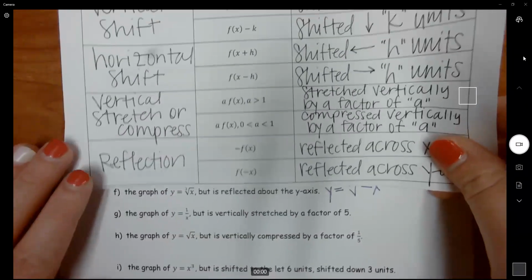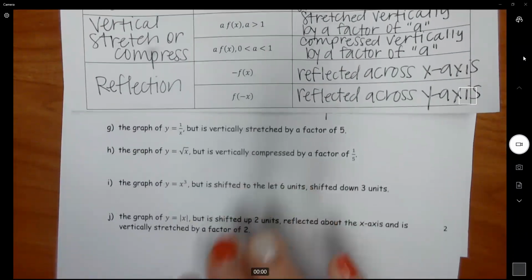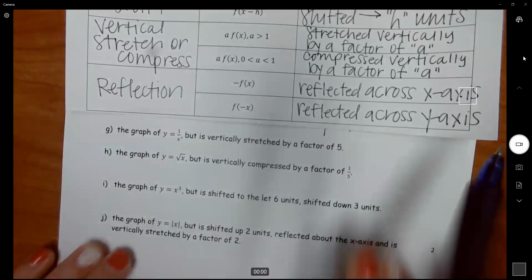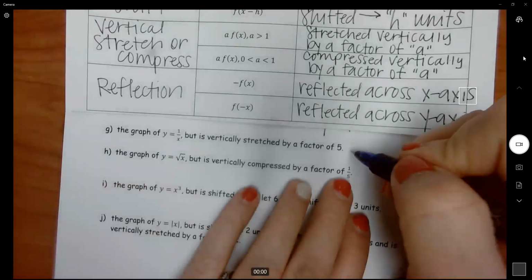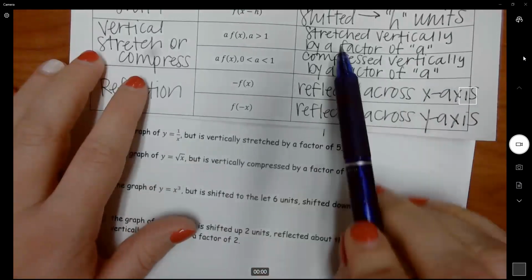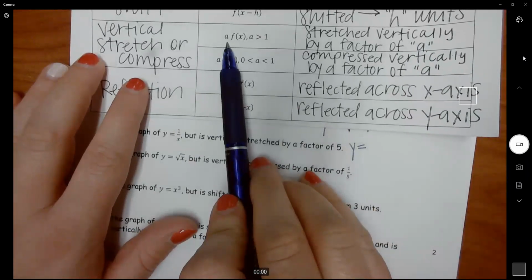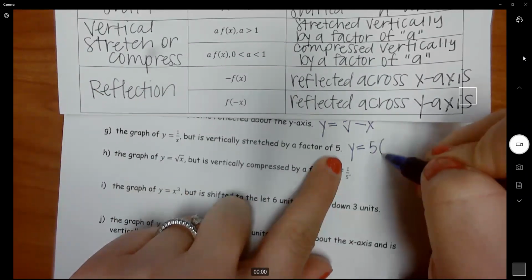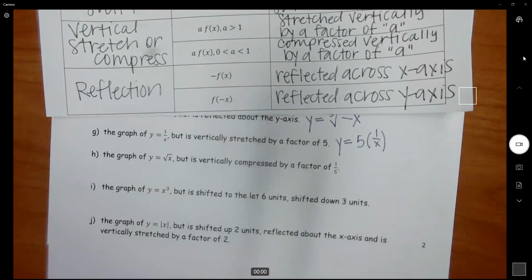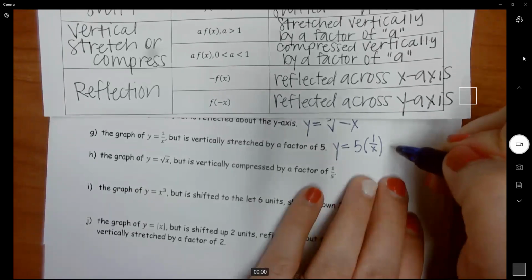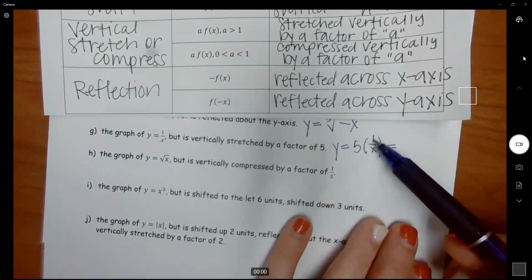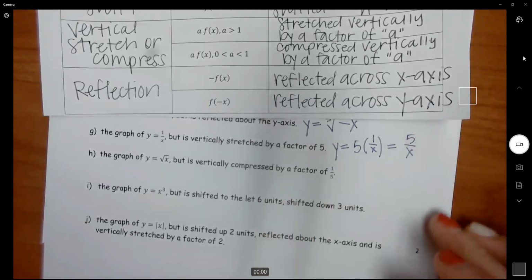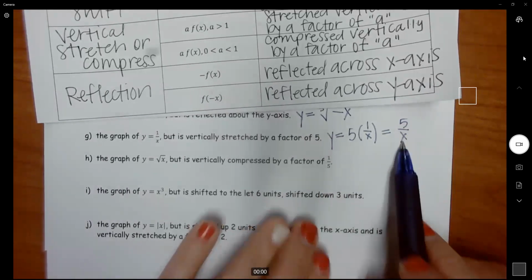G. The graph 1 over x, but is vertically stretched by a factor of 5. Okay, when it is vertically stretched, it goes right out here in front. If my factor is 5, then this becomes 5 times 1 over x. Now, if you want to leave it that way, that's perfectly fine, but you can simplify this one. 1 times 5 is 5, and then keep that all over x. So those are the same thing, 5 times 1 over x or 5 over x.